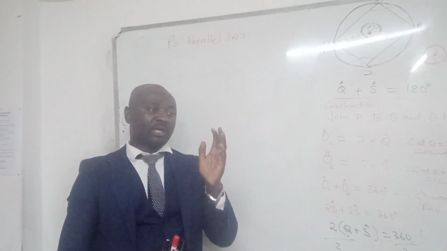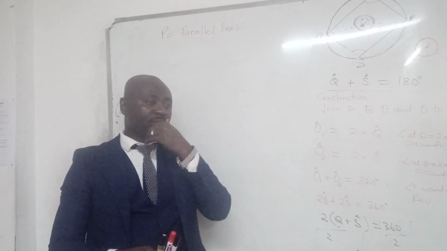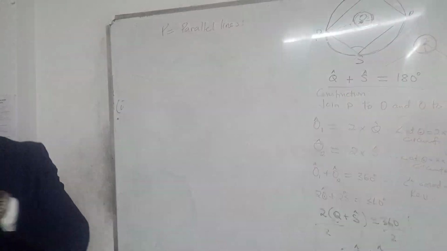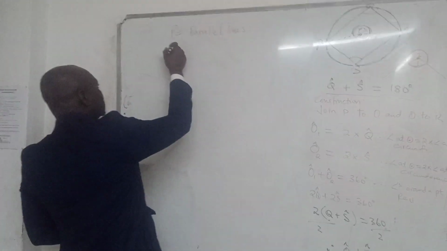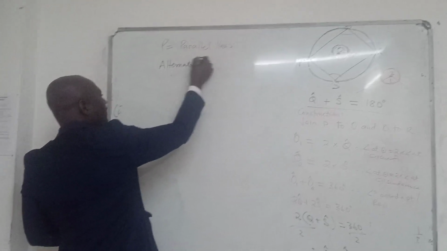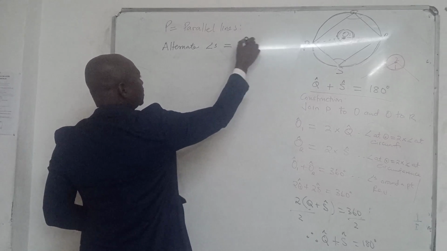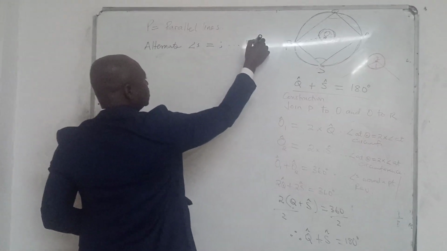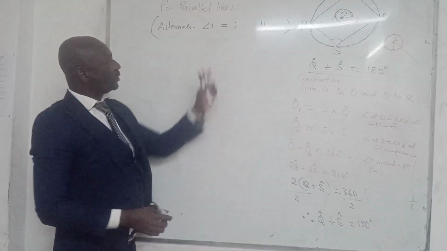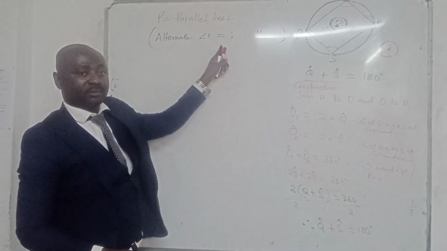When there are parallel lines, there is something you must know. Parallel lines have how many reasons? 3 reasons. You get what I'm saying? 1, alternate angles are equal. They are equal because line what is parallel to line what. You must write it like this in exams. Failure to acknowledge the parallel lines, if you write alternate angles equal, you get 0.